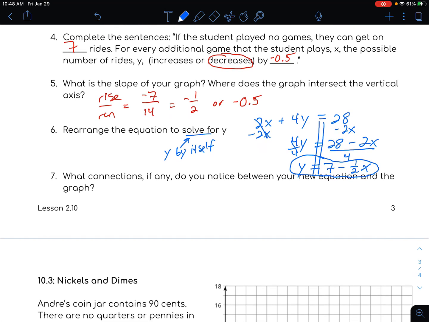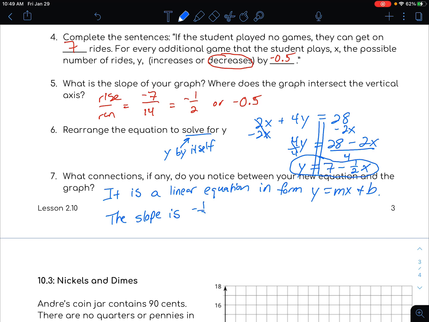So once again, we can notice that it is a linear equation in the form y equals mx plus b. So in other words, slope-intercept form. The slope is -1/2. Remember, that's the number with the x, even though it's the second part of that equation there. All right, that's the m value.